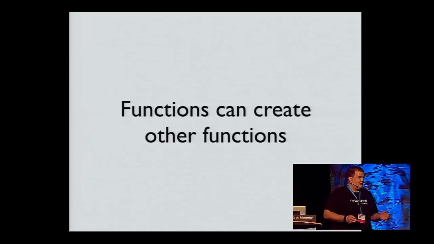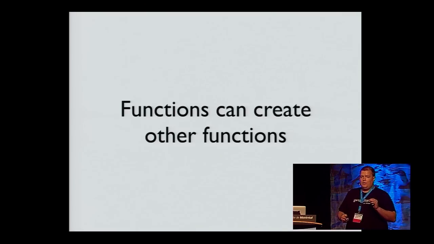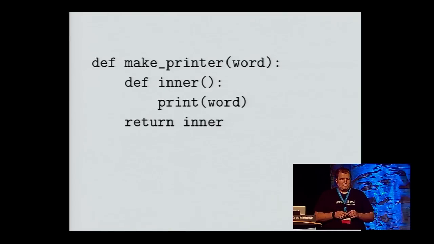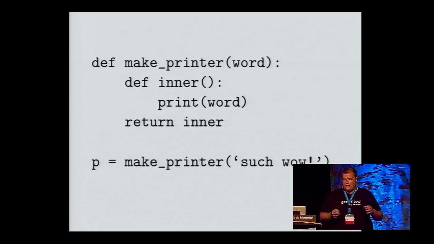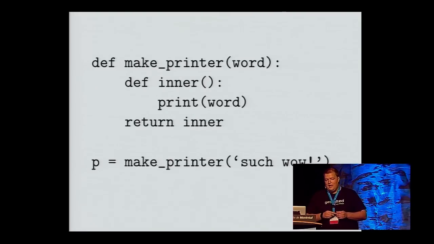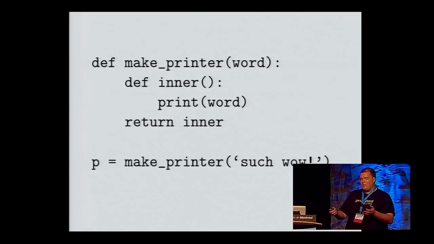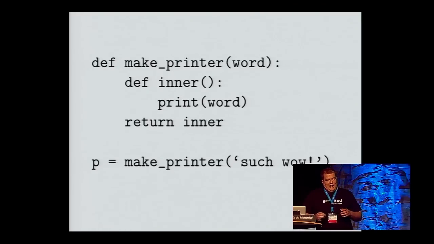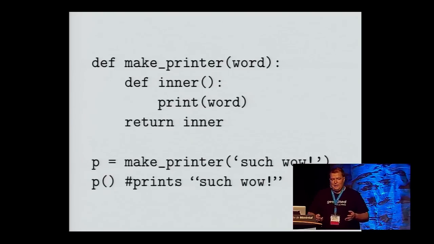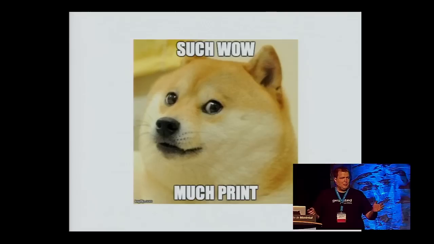Functions can also create other functions, and this is integral to decorators, at least the way that we're going to create them today. For example, we have our makePrinter function here, and as you can see, it defines an inner function which it then returns, which we can assign to whatever variable we want. So we call makePrinter, we pass in a string, and it makes what we're going to call a printer function that we can assign to p. And now if we call p, we can see that it prints such wow. That's my obligatory Doge reference.